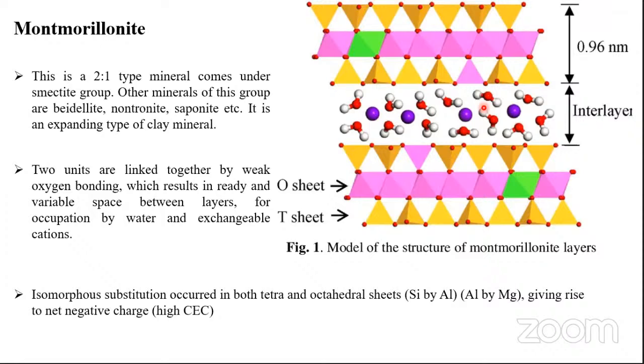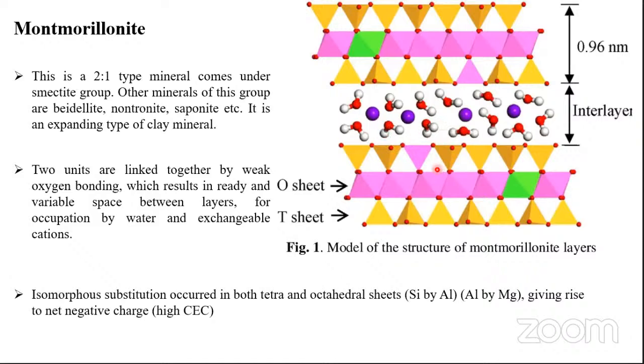Whenever there is moisture, it will expand, and whenever there is a lack of moisture, it will contract. That means these two layers will come into contact. During that contraction, what will happen? Some minerals, especially potassium, students, will be interlocked. So that leads to fixation. So these are some problems in Montmorillonite also.